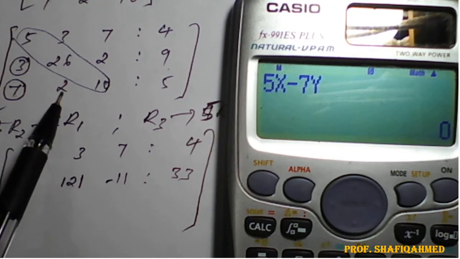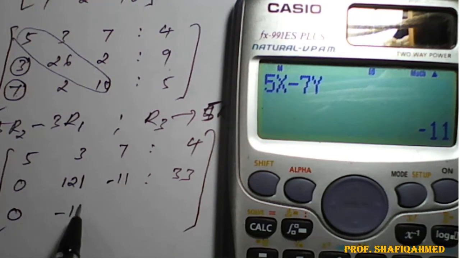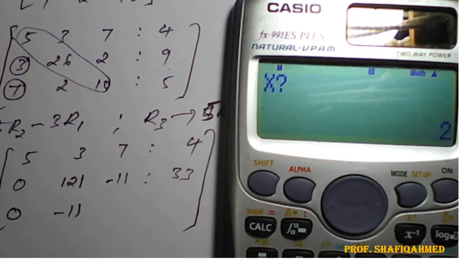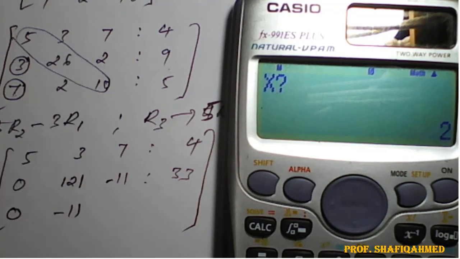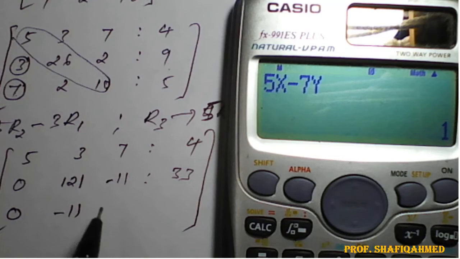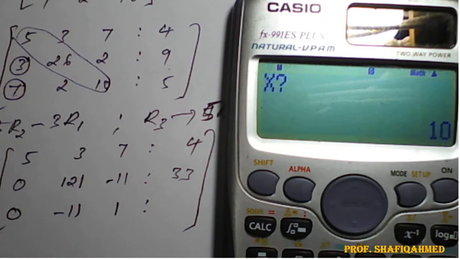Then x value is 2, y value is 3. So it will be minus 11. Write down minus 11. Next equal to sign, it will ask the value of x. Then x value is 10, y value is 7. So it will be 1. Equal to, next, x value is 5, y value is 4. It is minus 3.